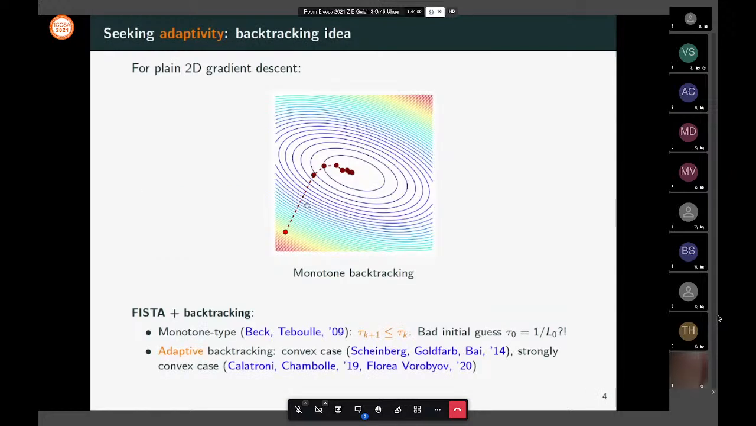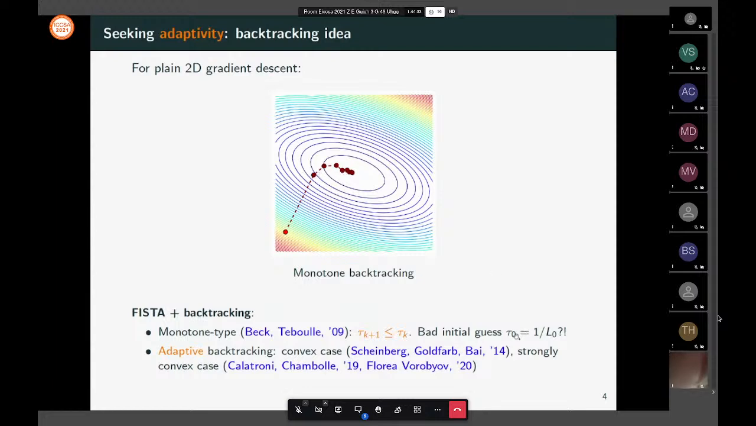So about the adaptive backtracking that we introduced, the idea was the following. Standard approaches for the update of the time steps are typically monotone. They rely on a sort of Armijo type line search. So in particular, you start from a reasonably large time step, and you refine it along the iterations.